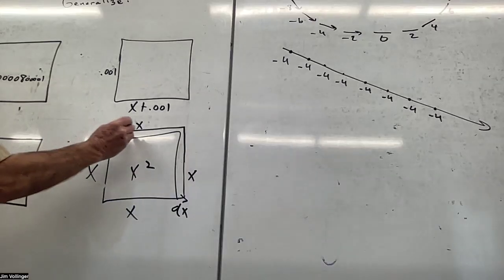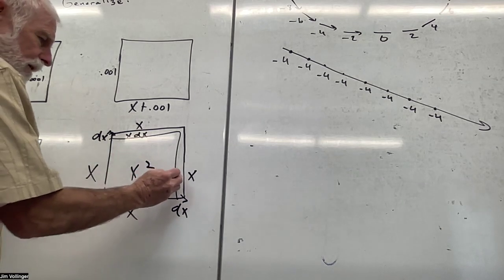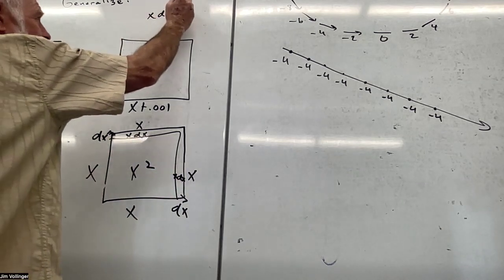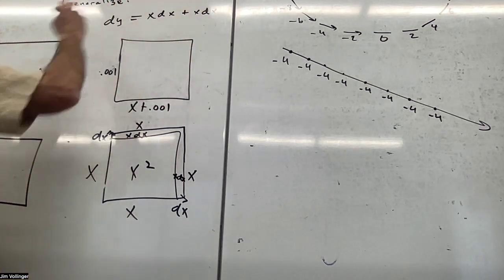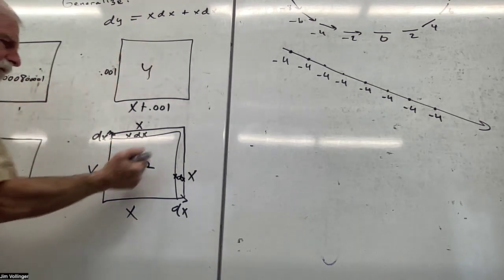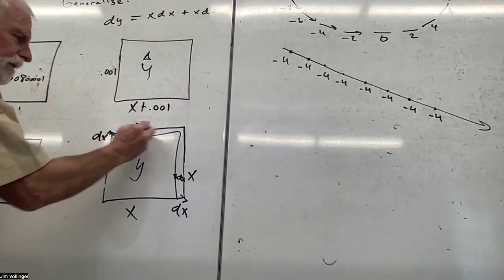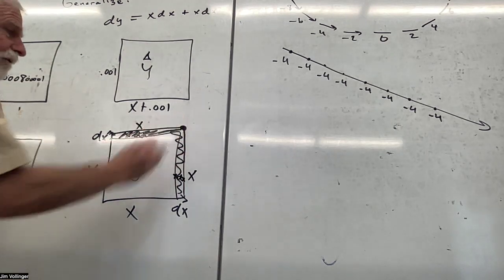This one is x dx, it's a rectangle. This one's x dx, kind of hard to show it, x dx. And it seems like I've got an x dx and an x dx. And that's going to be my change in y. And what is y? Y is the area. X squared is the area. All right, so I'm getting a change, a little change in y, and it's this area here. All right, and that is hinged right there.